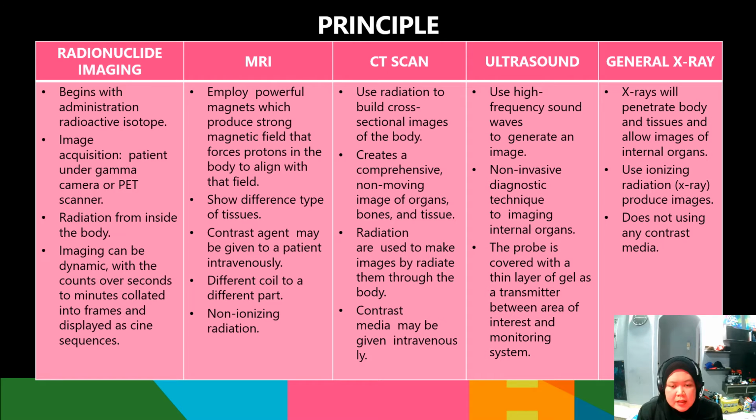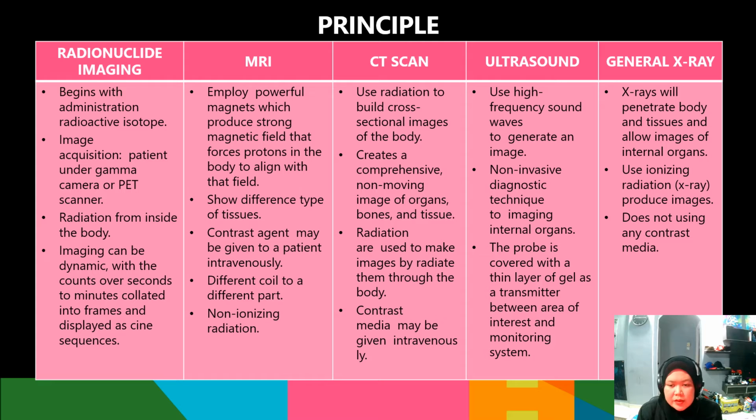The principle of the CT scan is that it uses radiation to build cross-sectional images of the body. It creates a comprehensive non-moving image of organs, bones and tissue. Radiation is used to make the image by radiating it through the body. Contrast media may be given intravenously.